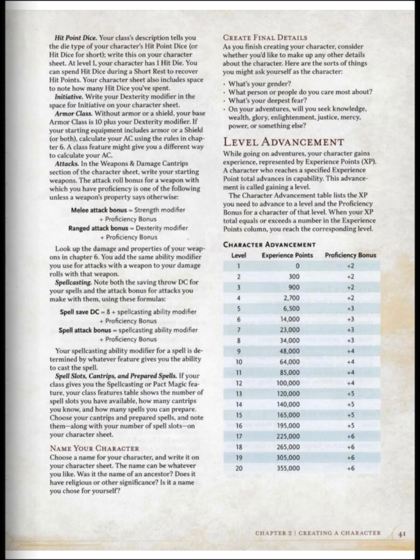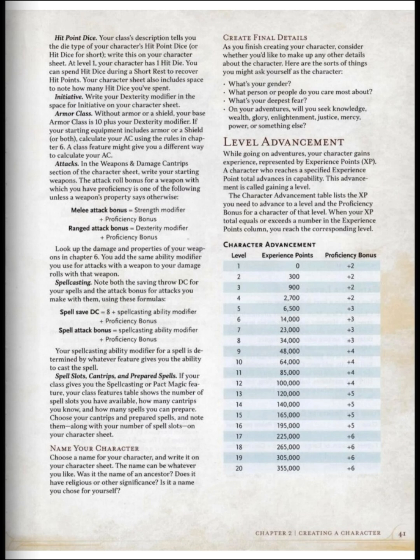Spell casting. Note both the saving throw DC for your spells and the attack bonus for attacks you make with them using these formulas. I'm going to read that again. Spell save DC equals 8 plus spellcasting ability modifier plus proficiency bonus. Spell attack bonus equals spellcasting ability modifier plus proficiency bonus. Your spellcasting ability modifier is determined by whatever feature gives you the ability to cast a spell.